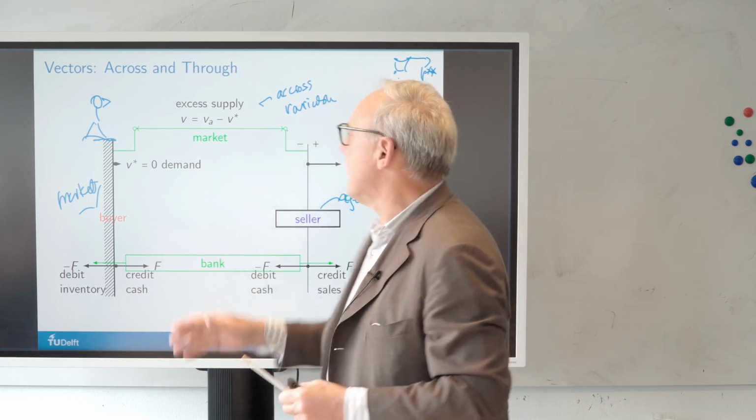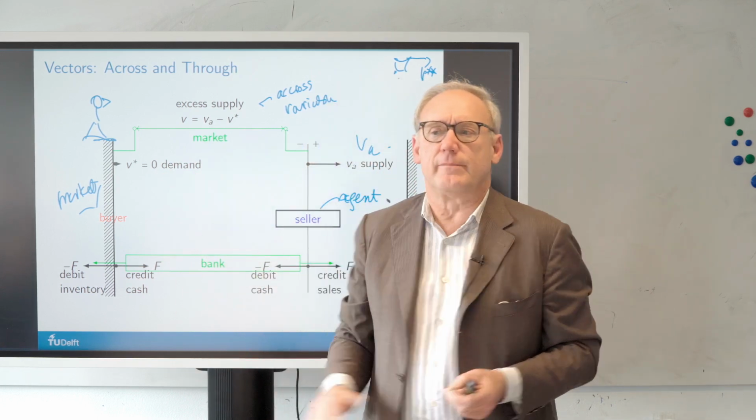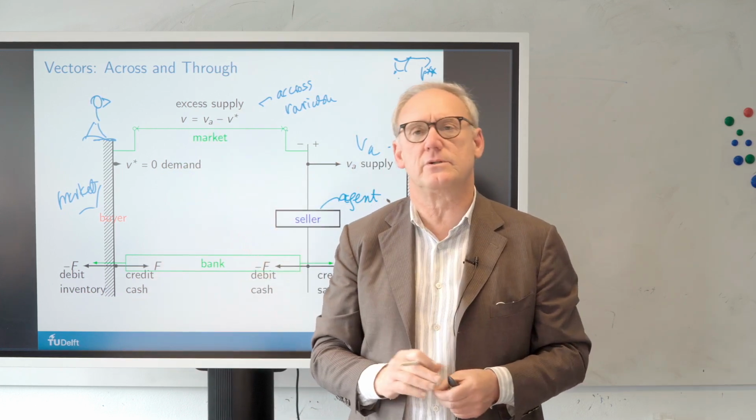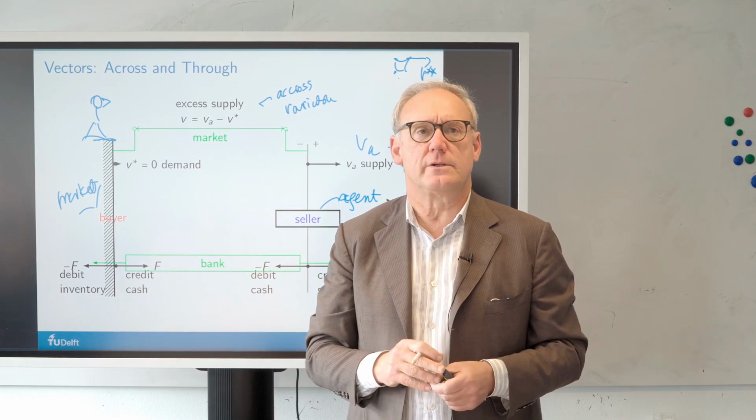Now you would think that a flow of goods is a through variable. But if you take this type of picture, it's not. It's an across variable. It's a difference between two quantities.